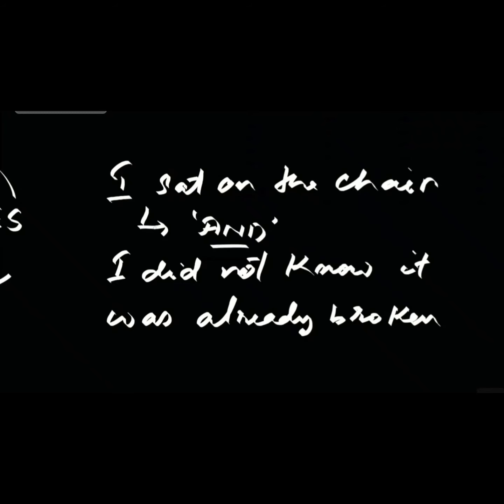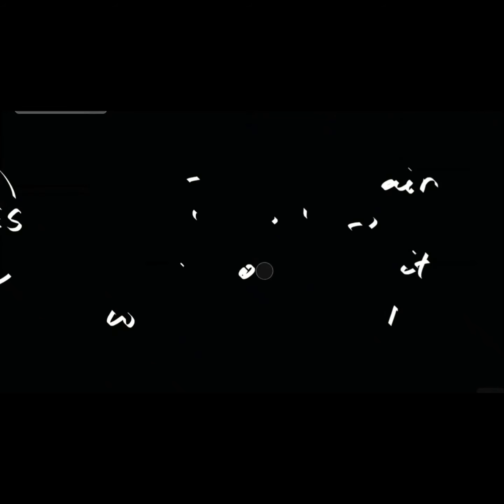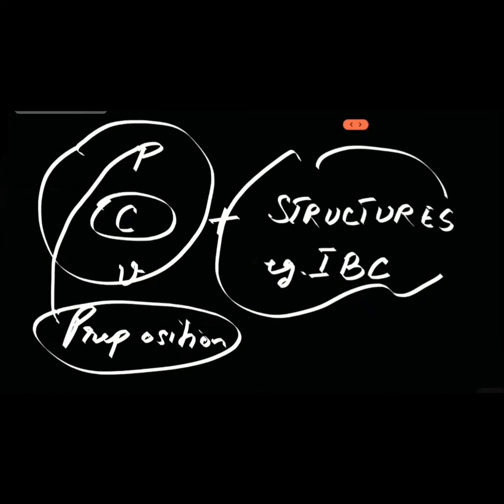Now, the meaning: I sat on the chair and I didn't know it was already broken. Or, 'but', or, I guess I call 'but'. As you hear, so the connector and the phrase join together. So once the sentence is fully constructed, it is very important. Prepositions are like that, connectors are like that. Later we'll slowly discuss.